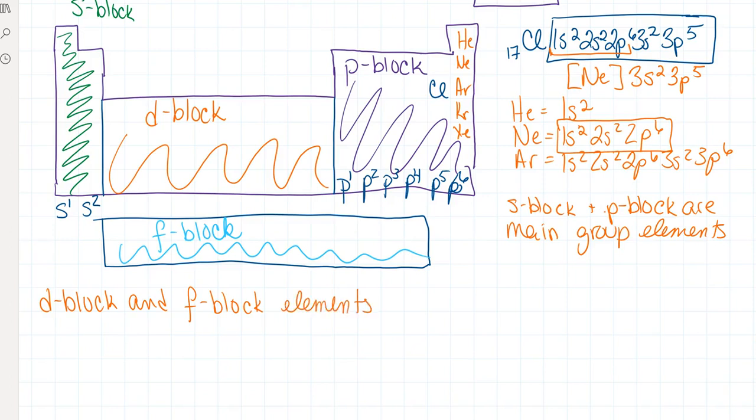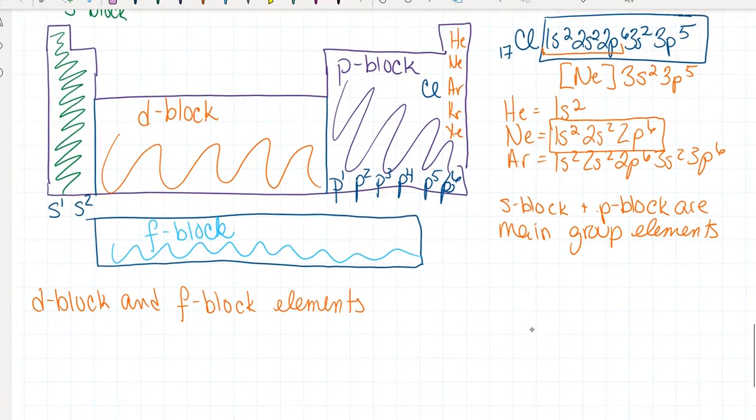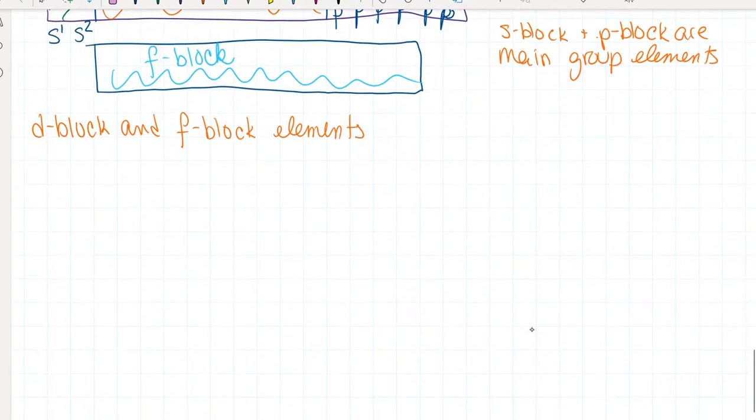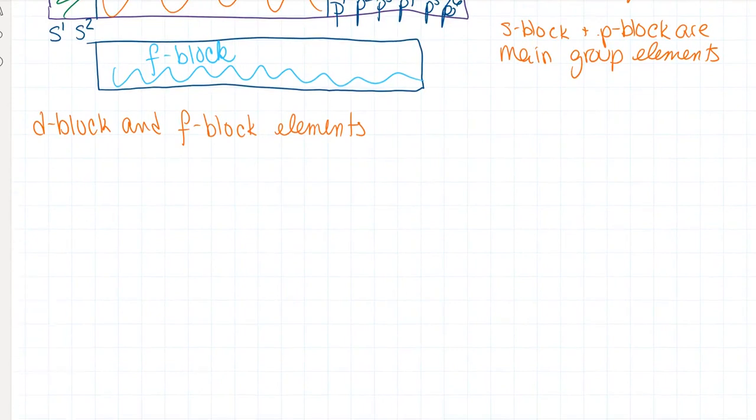When we take a look at these d block and f block elements, you're going to see that you follow the same general principle. However, there's going to be one difference. And that one significant difference that we're going to come across is how we fill in those elements. So what I'm going to do is draw this in for you. So let's take a look at these d block and f block elements. 1, 2, 3, 4, 5, 6, 7, 8, 9, 10. So we have a little bit more space to write.